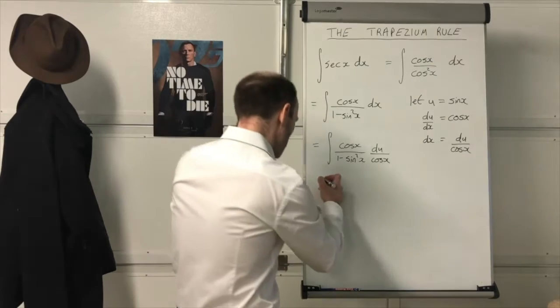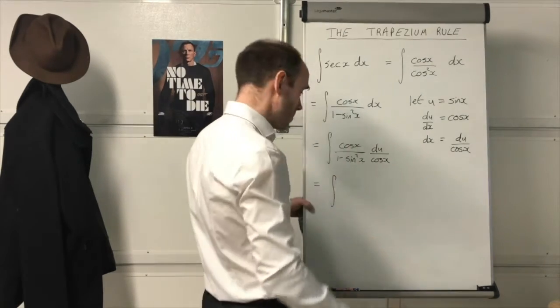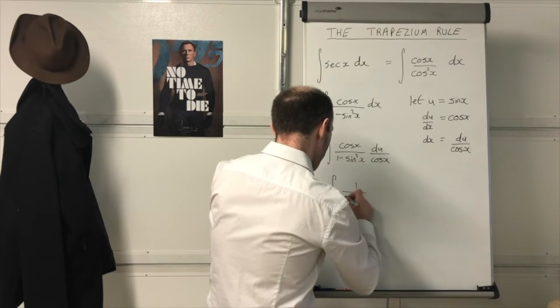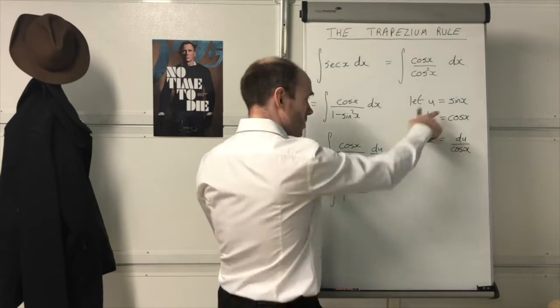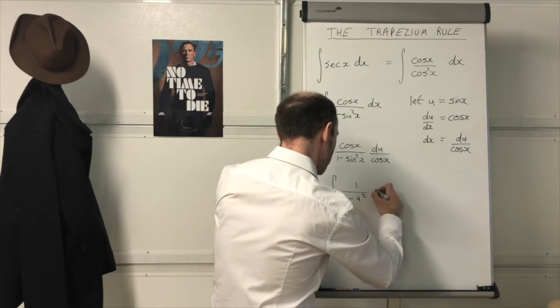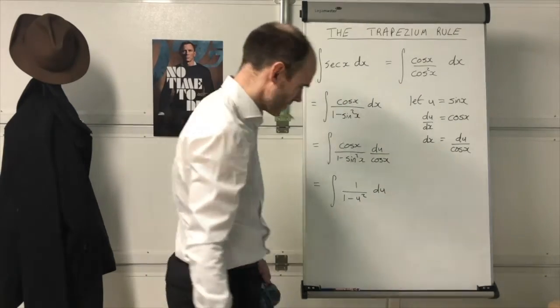And the next line I'm going to write out is this. There's no way I'll get to it at the end of one board, by the way. So it's 1 over 1 minus sine squared x, which is u, isn't it? 1 minus u squared du. Happy with that? Good.